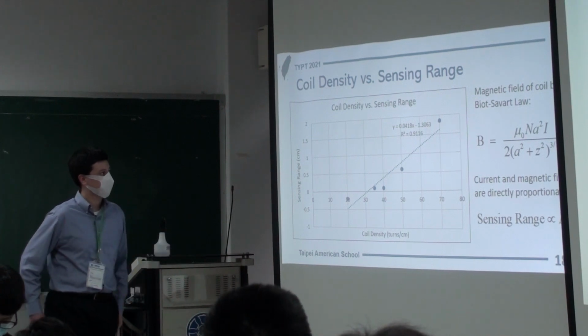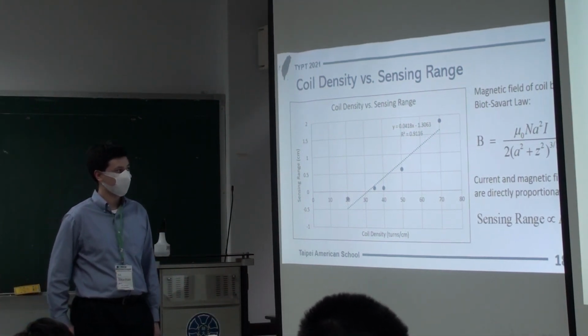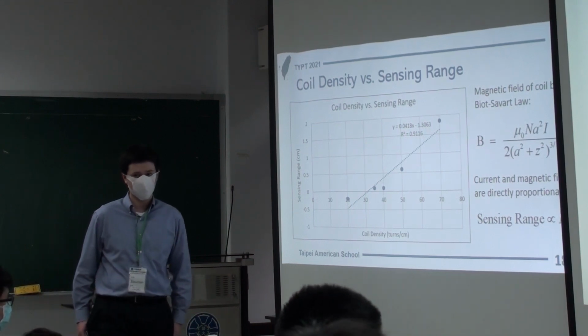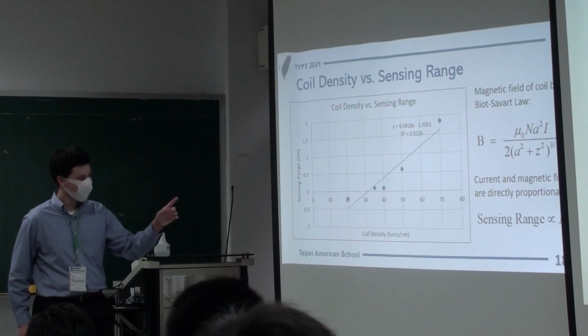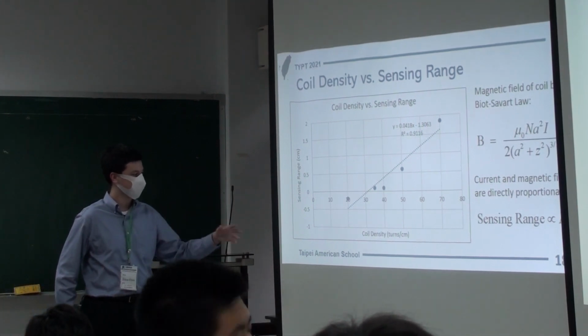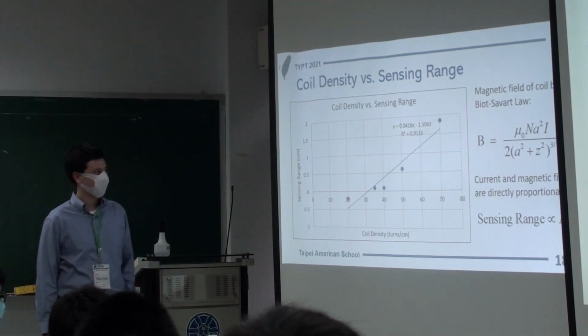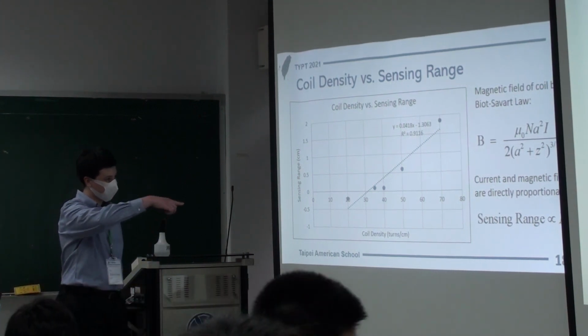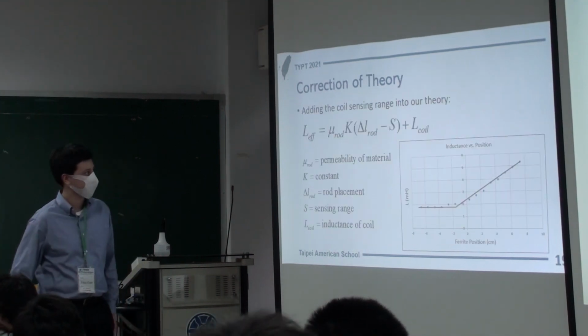We also measured this as a function of coil density, as we also saw from the formula for the magnetic field inside a coil. The current, the coil density, number of windings, and the magnetic field are also directly proportional. And we again observe a linear relationship for our sensing range when examining this.